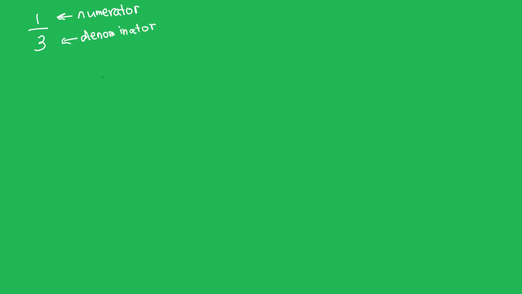Hopefully I spelled that right. And adding fractions is pretty easy. If we wanted to do 1/3 plus 4/3, we just add the top two numbers. So 1 plus 4 equals 5, and the bottom numbers stay the same. The denominator stays the same, so 5/3. 1/3 plus 4/3 equals 5/3.